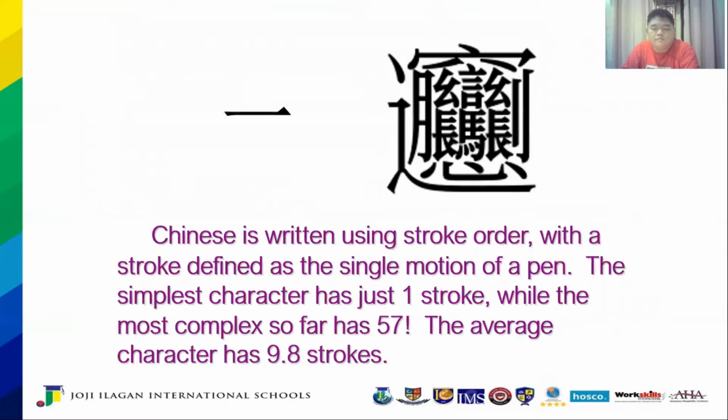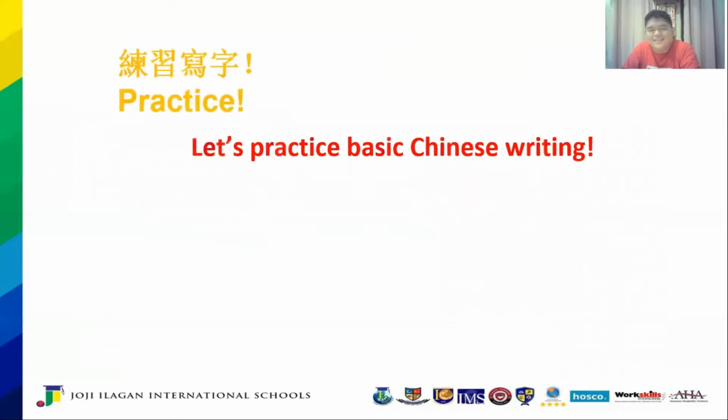Again, Chinese has a stroke order, and an average Chinese character amounts to about 9.8 strokes, or 10 strokes on average. And the most complex, from just one stroke, there is this complex character that has 57 strokes. Try that. Okay, so let's practice Chinese writing. Let's move on to our slides from last week, all about the strokes and the stroke order of Mandarin Chinese.